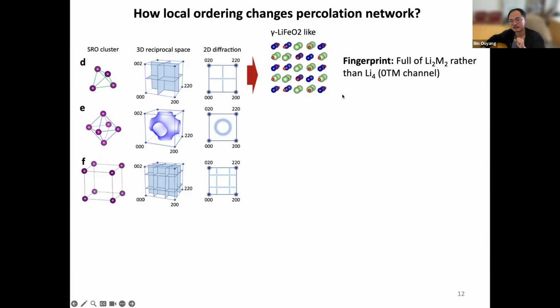This material is a terrible material in terms of battery because, as you can see from the 0TM channel theory, they have the minimum chance to have a 0TM channel. They have 2 lithium and 2 other metals. Even if you have a fluctuation at high temperatures, it's just much harder to get rid of the metal in the local structures. So this is a terrible long-range ordered structure.